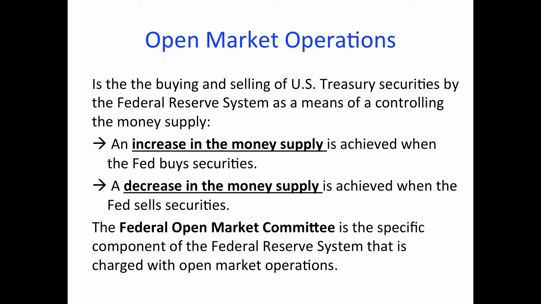As mentioned earlier, open market operations is the most common tool to control the money supply. More specifically, an increase in the money supply is achieved when the Fed buys securities, since it gives banks money in exchange for the securities. In contrast, a decrease in the money supply is achieved when the Fed sells securities, since it takes money away from banks in exchange for the same securities. So the Fed is selling and buying, and that's how it regulates the money supply. The Federal Open Market Committee, FOMC for short, is the arm of the Federal Reserve in charge of these open market operations.